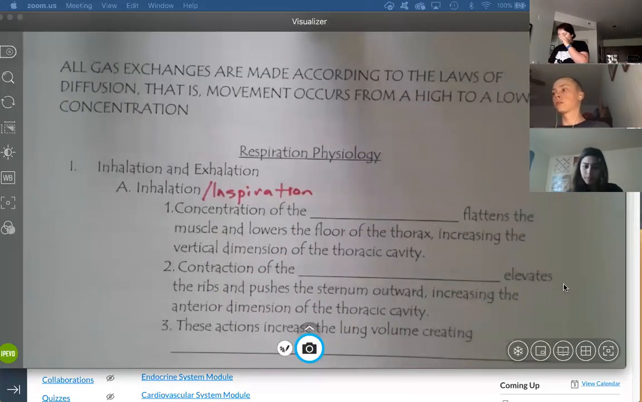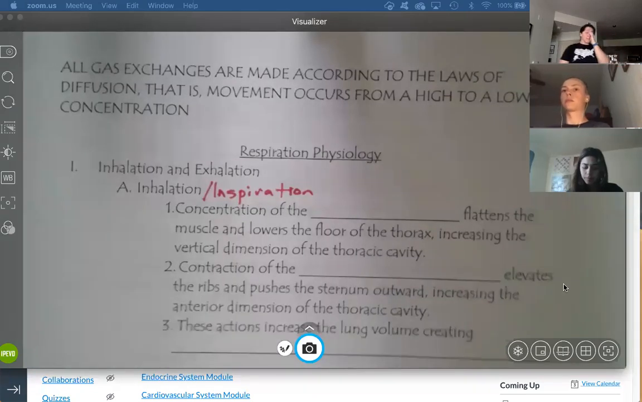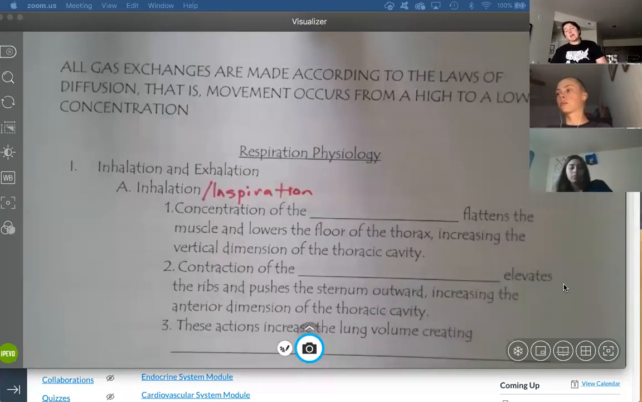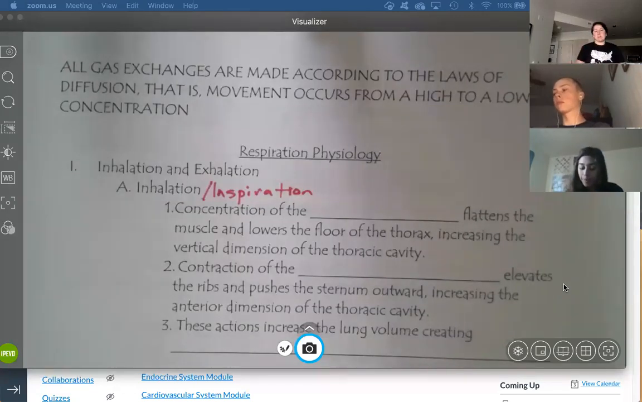Okay, so let's talk about inspiration. As we talk about how breathing happens, you need to remember the idea of diffusion. You learned diffusion in biology. We've also talked about it a couple of times in this class. But diffusion is moving molecules from a high concentration to a low concentration. It doesn't require energy. It's passive. It's a form of passive transport. And that is actually how gas exchange happens within the body. So not only in your lungs, but also between the cells and the blood, okay? So let's talk about how that happens.